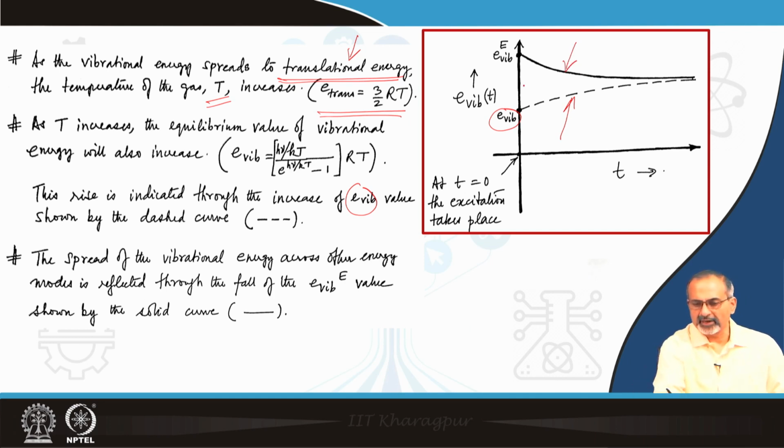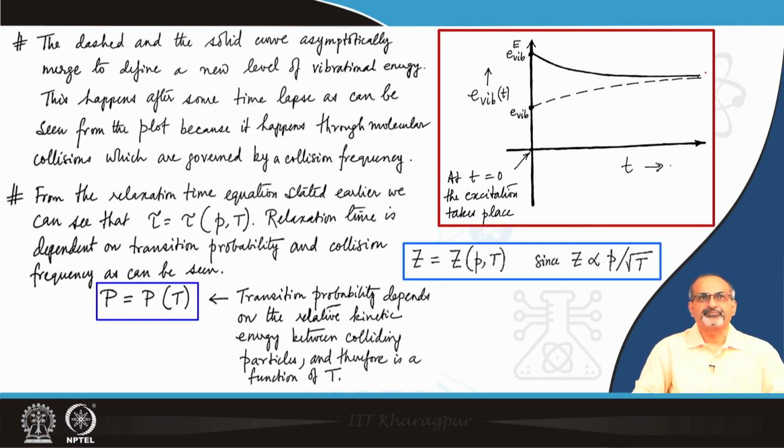And interestingly, you find that both seem to be asymptotically moving towards an intermediate value, which will be a new equilibrium value for E, and that of course will take some time to happen, and that is basically the relaxation time we need to look at for the vibrational energy exchanges to take place. So, the dashed and the solid curve asymptotically merge to define a new level of vibrational energy. This happens after some time lapse, as can be seen from the plot, because it happens through molecular collisions which are governed by a collision frequency.